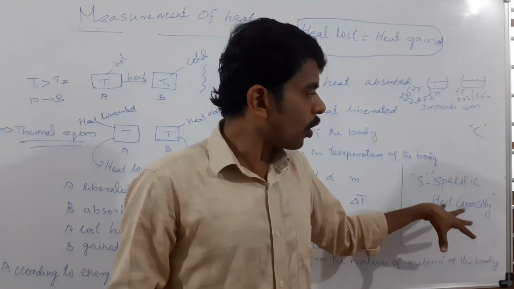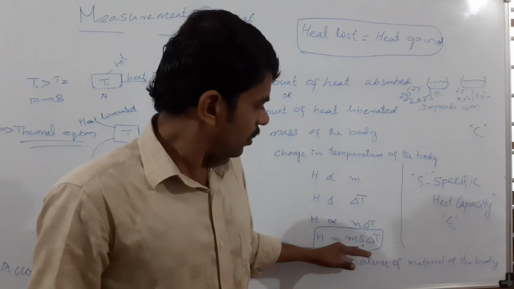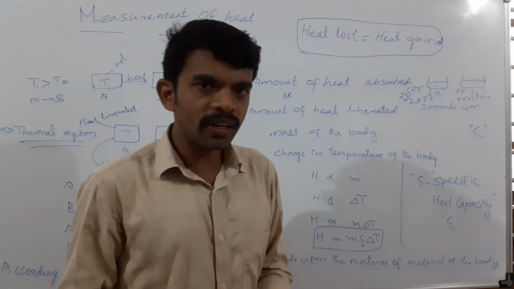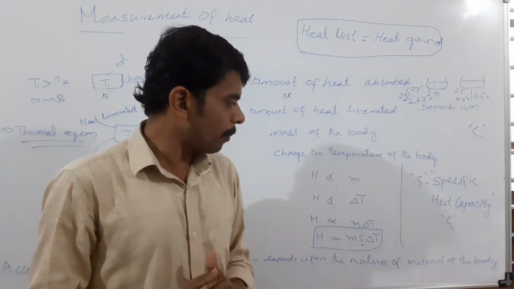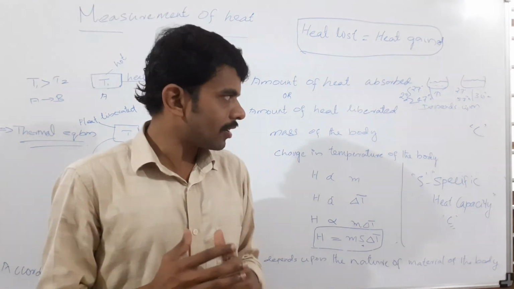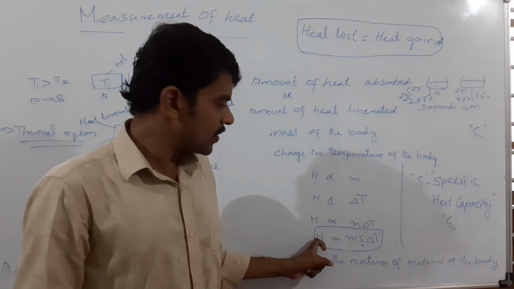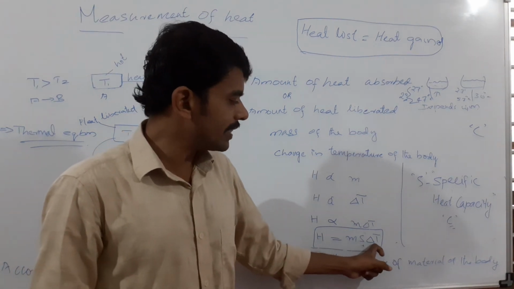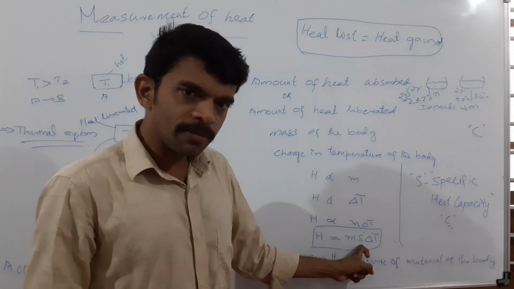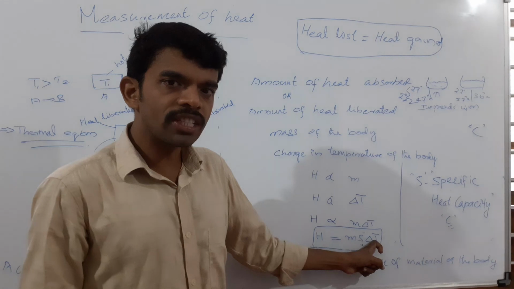From tomorrow onwards we can go more into this term specific heat capacity. Till now I did not explain it properly, and if I do, the video will be longer. So today's discussion is H equals mS delta T, where m is the mass, S is the specific heat capacity, and delta T is the change in temperature.